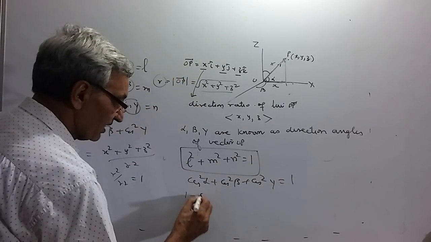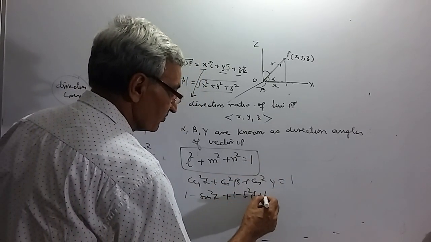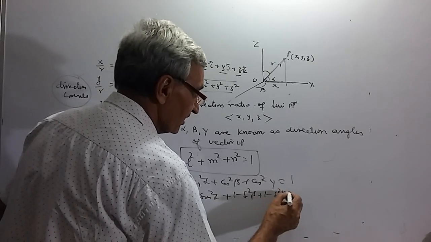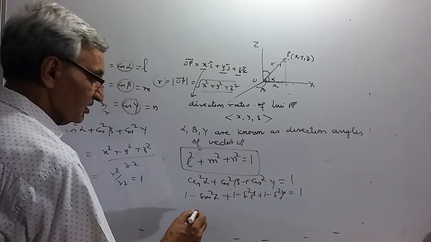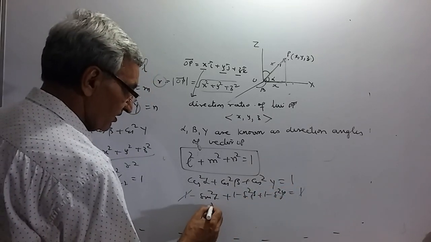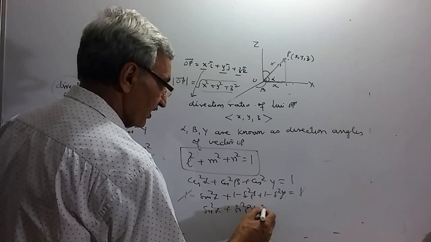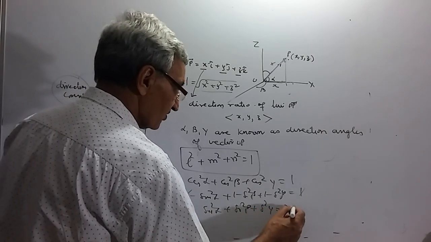Writing cos square as 1 minus sine square: 1 minus sine square alpha plus 1 minus sine square beta plus 1 minus sine square gamma is equal to 1. So the 1s cancel, and sine square alpha plus sine square beta plus sine square gamma is equal to 2.